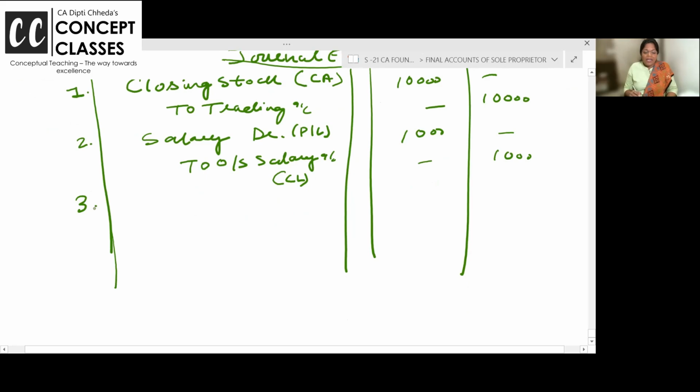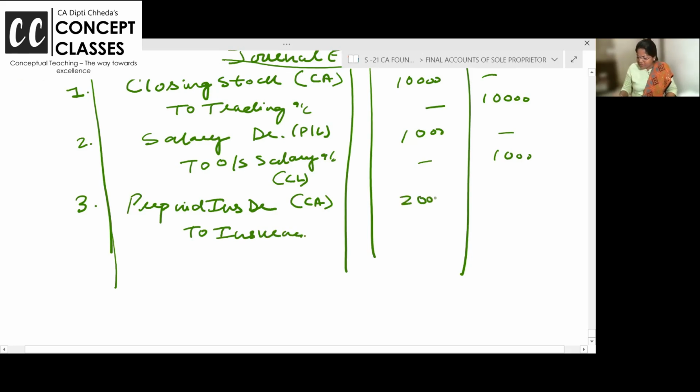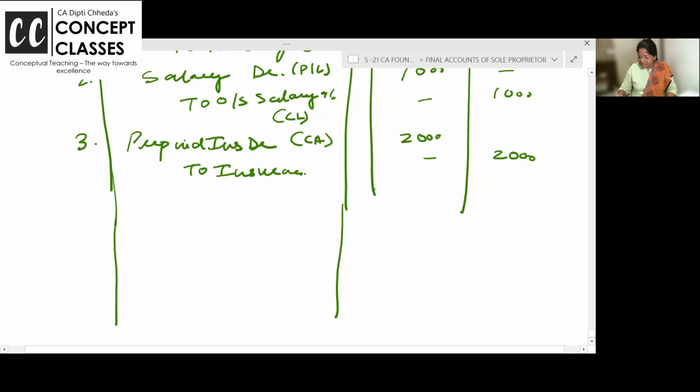Third is unexpired insurance, prepaid insurance. So insurance zyada pay kar diya hai. So prepaid insurance debit, it's your current assets, to insurance. Prepaid insurance debit to insurance. Theek hai? Rent received in advance.